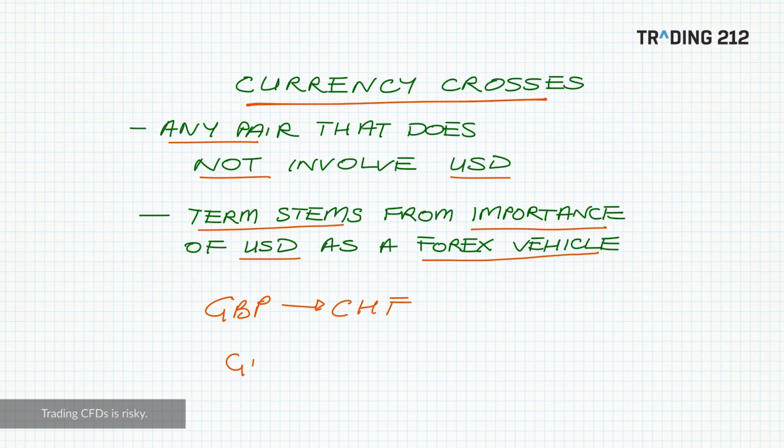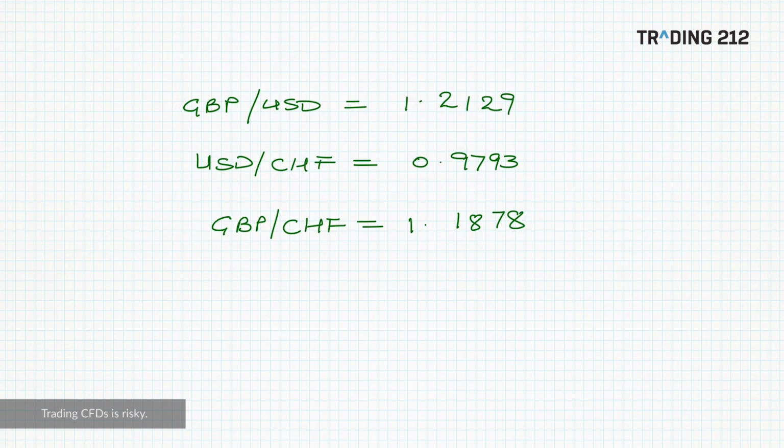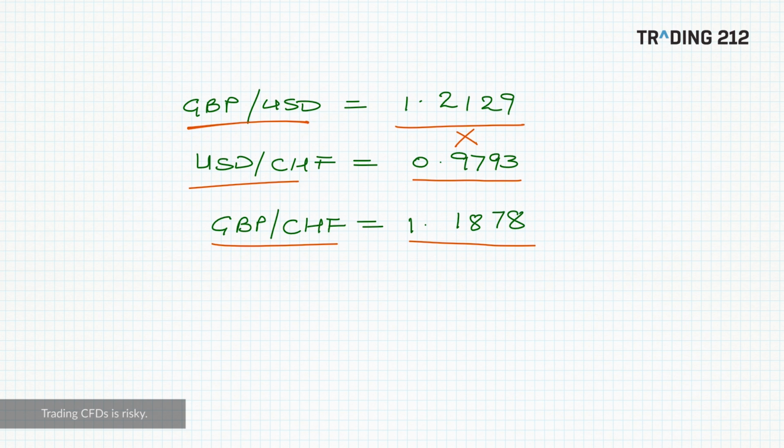then that conversion would actually comprise 2 legs. So the first leg would be to convert the sterling into US dollars first of all, and then you would convert those US dollars into Swiss francs. So let's run through some sample numbers. These are just single exchange rates rather than bids and offers, just for simplicity's sake. But let's say cable is at 1.2129 and dollar Swiss is 0.9793. If we multiply these 2 numbers together, we arrive at 1.1878, which is our rate for sterling Swiss.